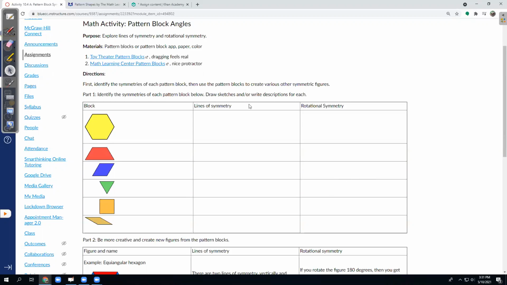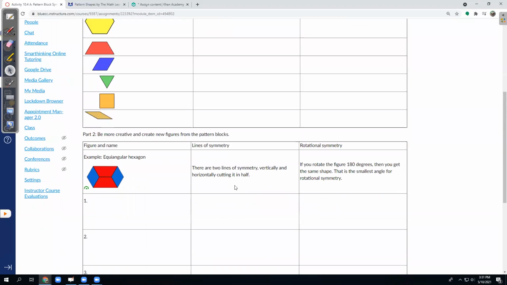And there's an interesting connection between line symmetry and rotational symmetry that hopefully we'll see after we do a bunch of examples. So we'll do one more of these in just a moment.